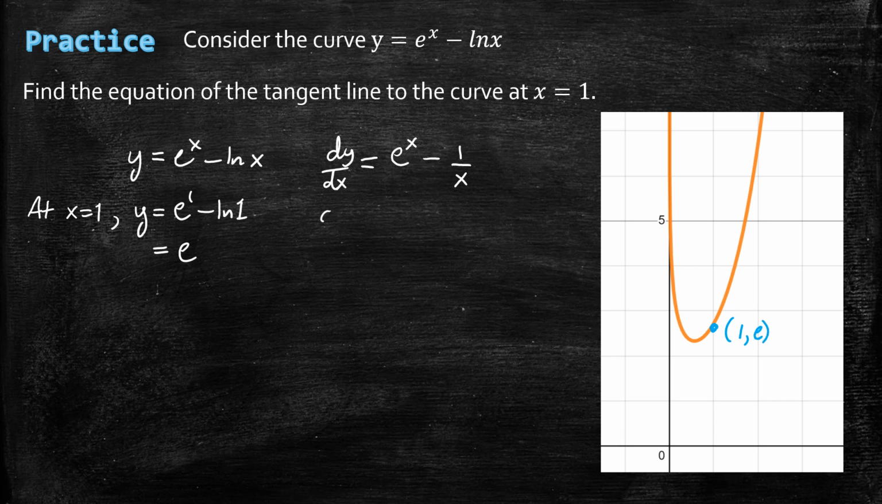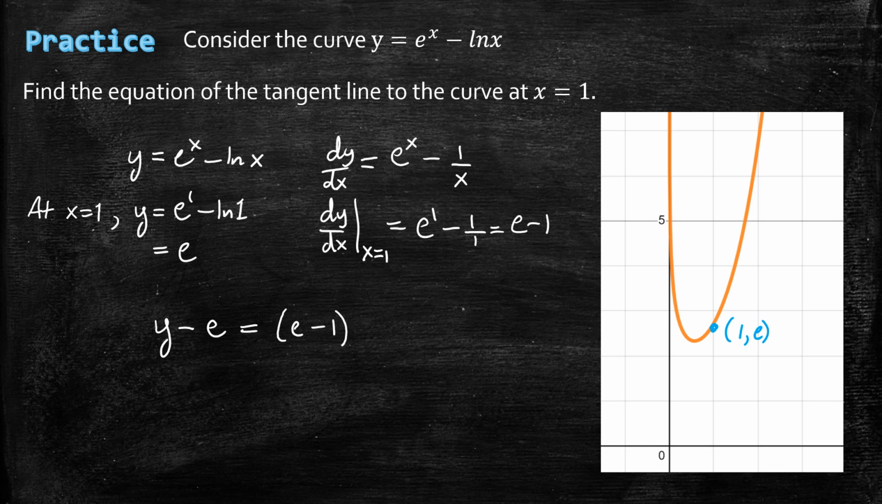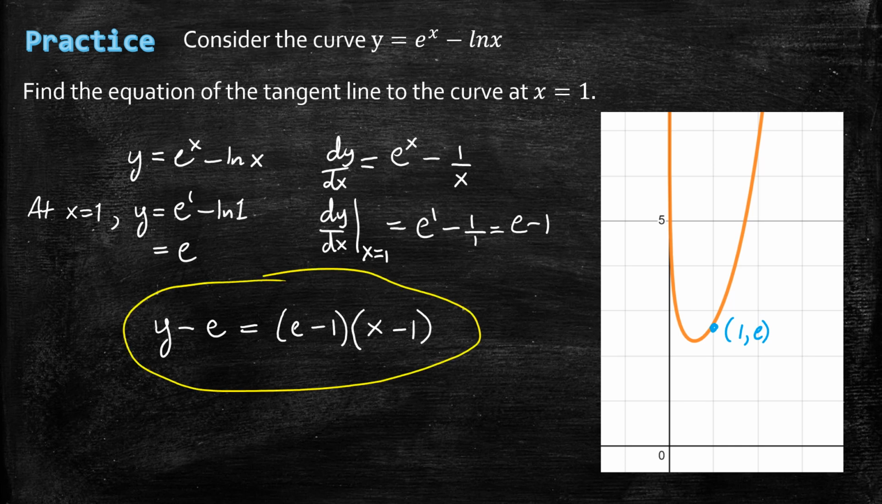And now we need to plug x equals 1 into the derivative formula. So we get e to the 1 minus 1 over 1, which is just e minus 1. And so we can write the equation of the tangent line: y minus y1, which is e, equals the slope. Okay, it's a little complicated. So e is about 2.7, and 2.7 minus 1 means the slope is about 1.7, 1.72. And then we have x minus 1. And that is the equation of the tangent line. We won't bother to simplify that because it's a little complicated, but that's the equation of this line.